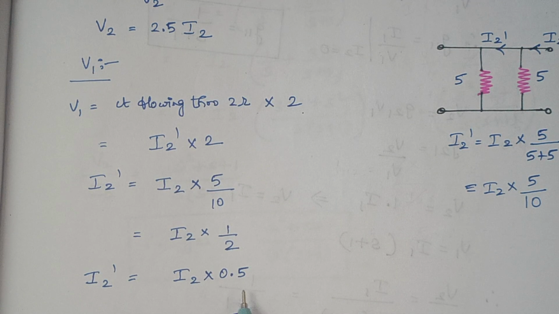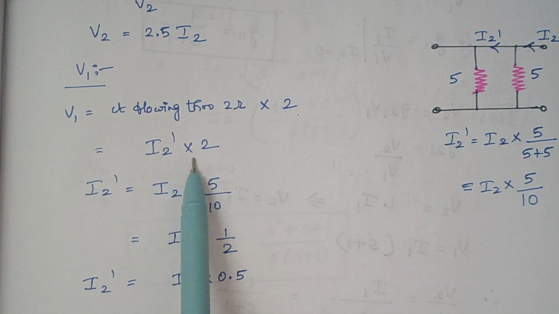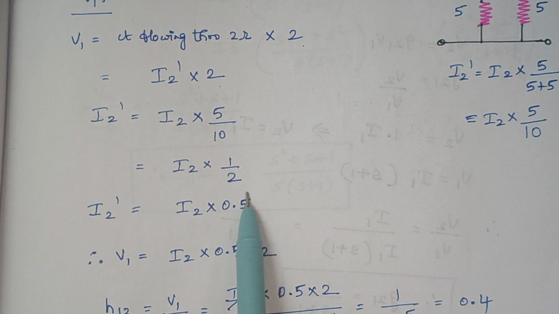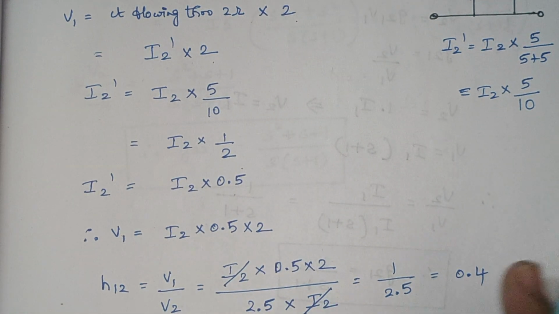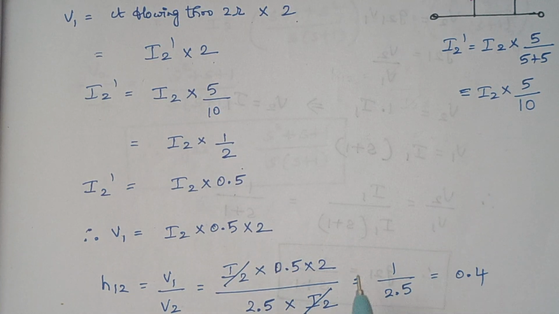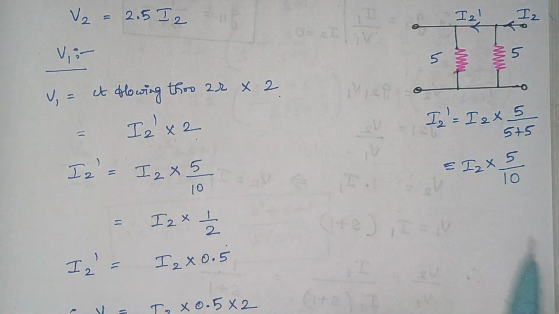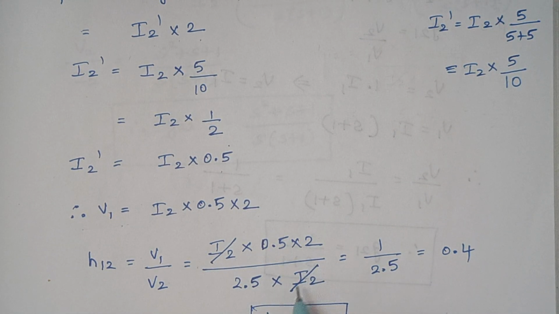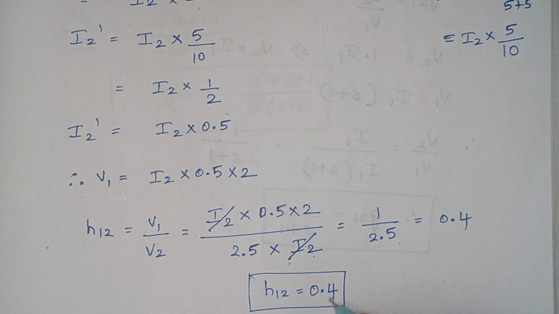Now we are going to find the value of V1. What is V1? V1 is nothing but I2 dash into 2. I2 dash is nothing but I2 into 1 by 2, which I have simplified as I2 into 0.5. So V1 is equal to I2 into 0.5 into 2. Finally we know V1 and we know V2. Just substitute. H12 is nothing but V1 by V2. When you substitute, I2 gets cancelled and finally we have 1 divided by 2.5, which is 0.4. So H12 is 0.4 for this problem.